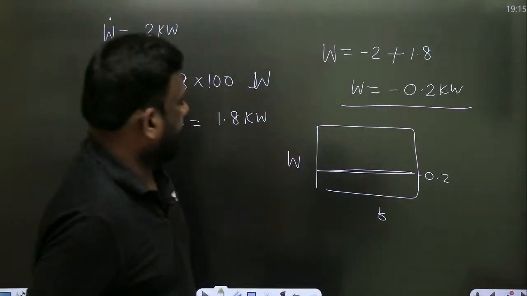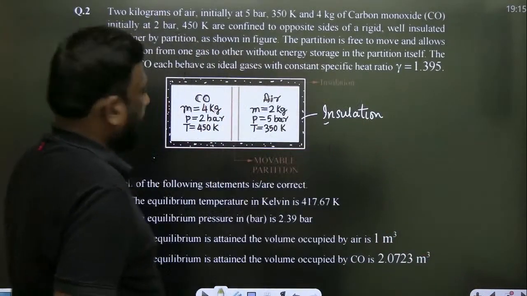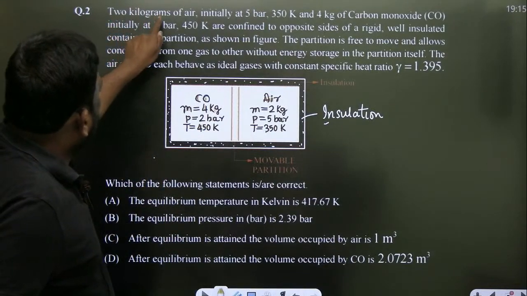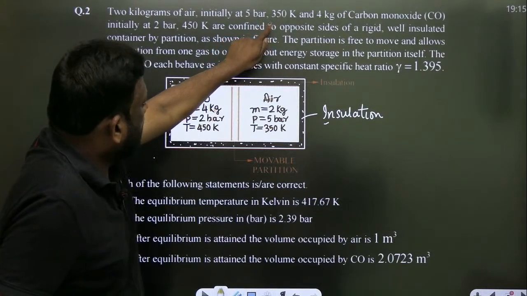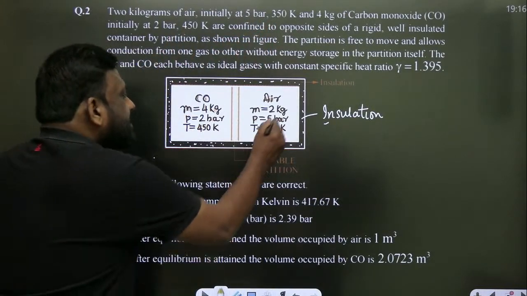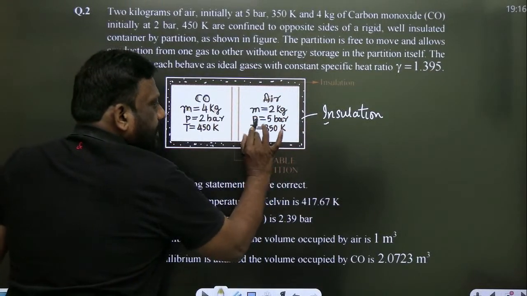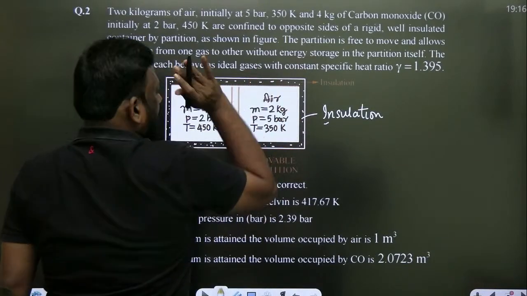Take this one, we will go comfortably. Please read question 2: 2 kilograms of air initially at 5 bar, 350 Kelvin. There is air. What is the mass of air? 2 kilogram. The pressure and the temperature of the air are given. It is in the right side of the chamber.